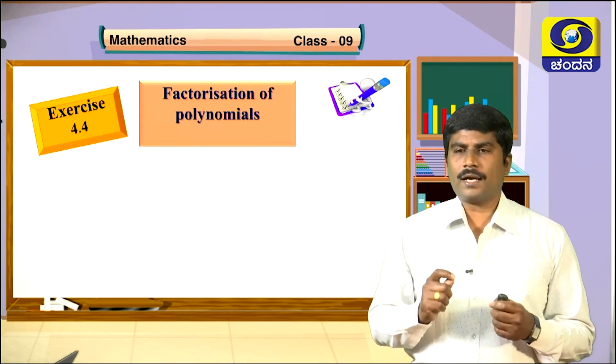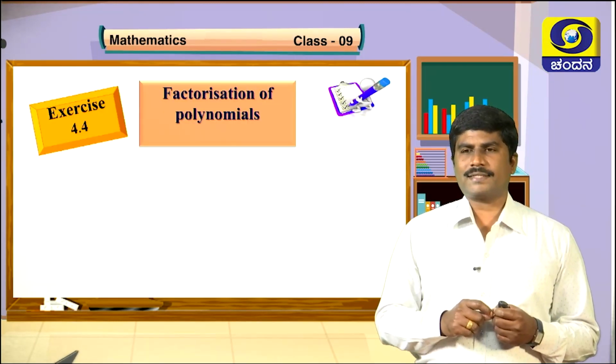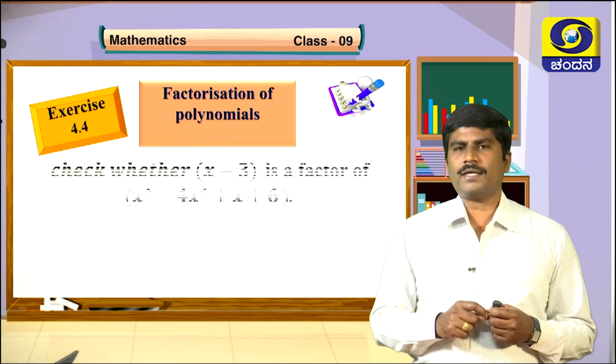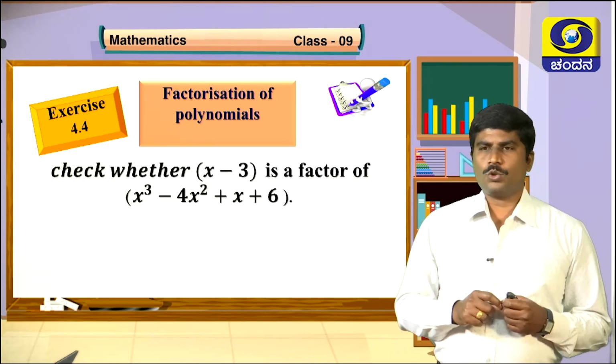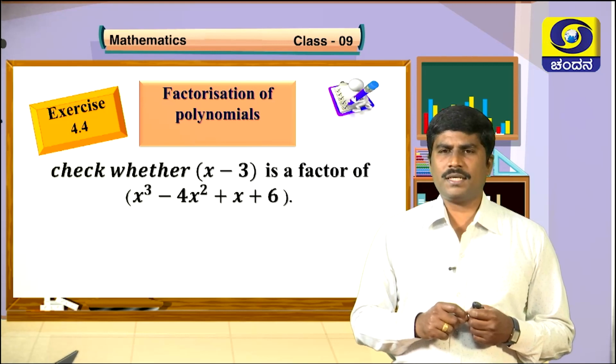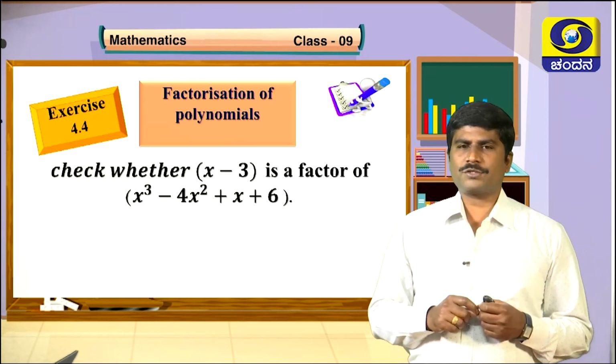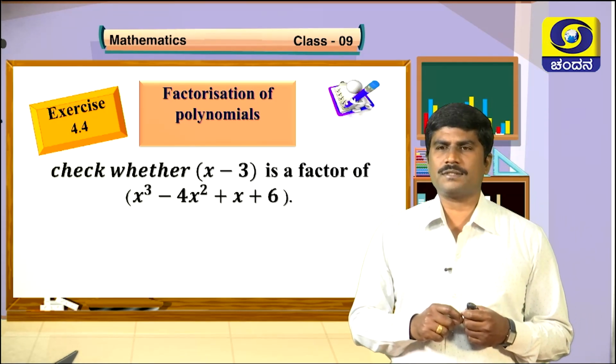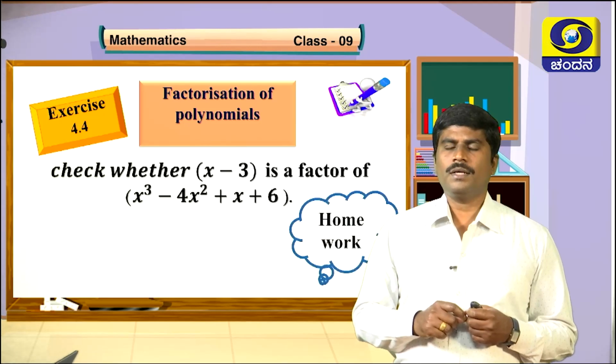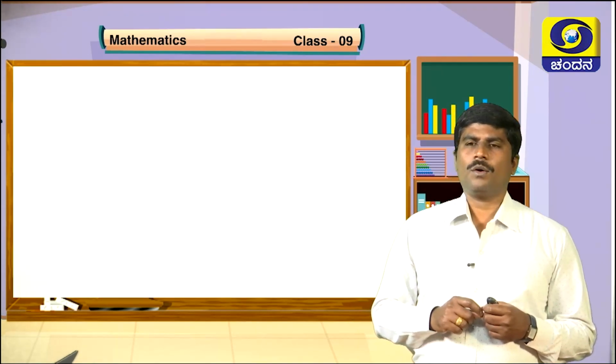Now it's time for homework questions. Exercise number 4.4, factorization of polynomials. You have to check whether x minus 3 is a factor of x cube minus 4x square plus x plus 6. Please note down. These questions will be homework for you.